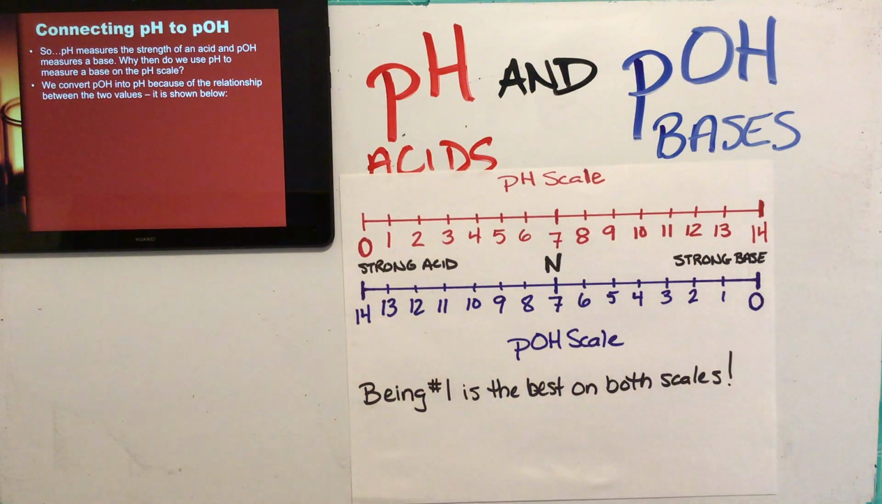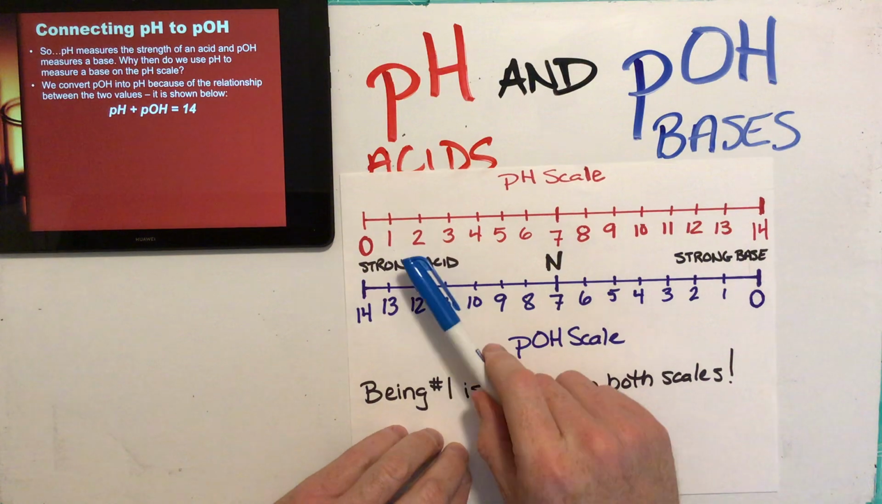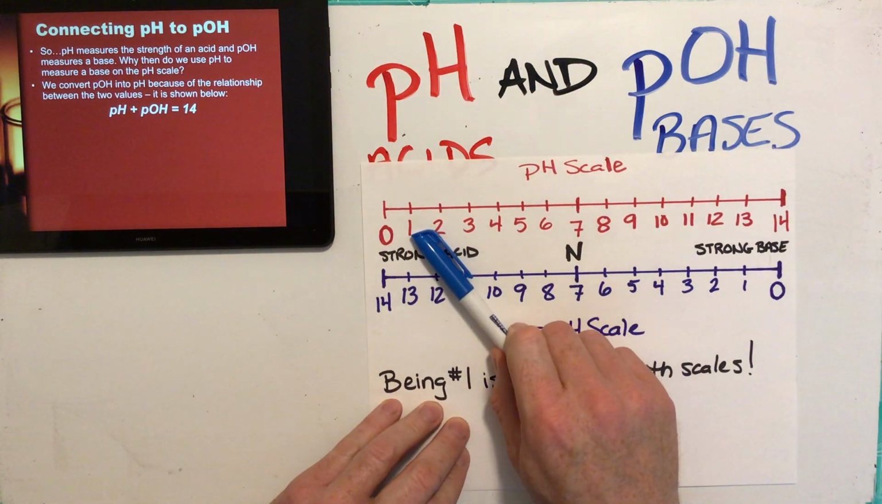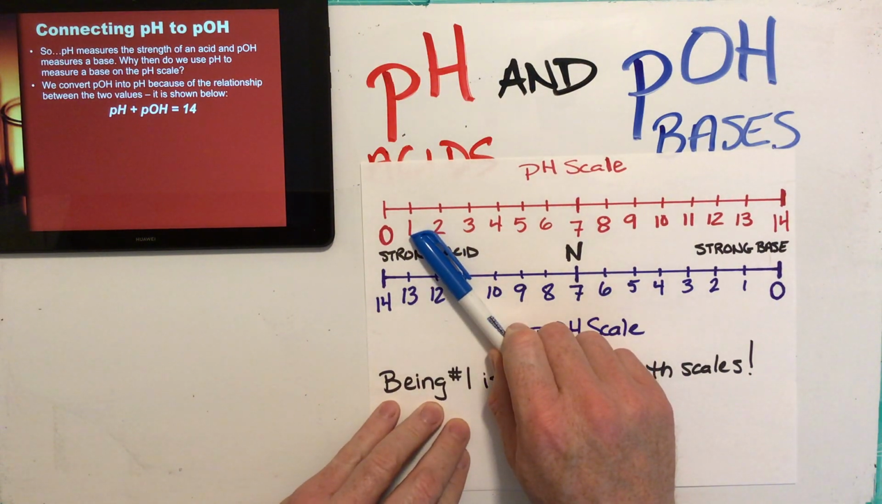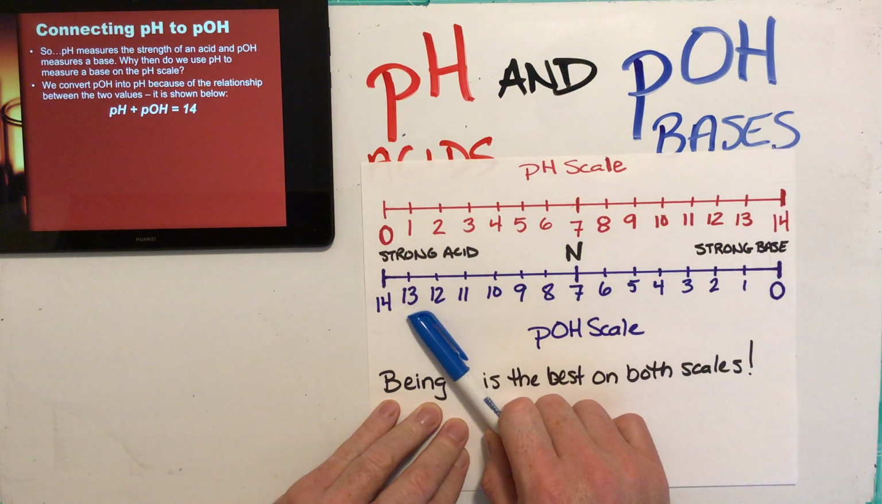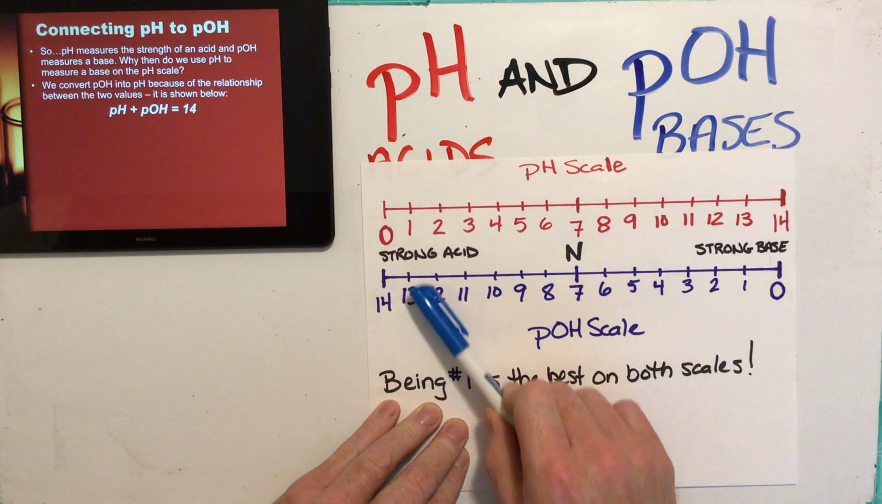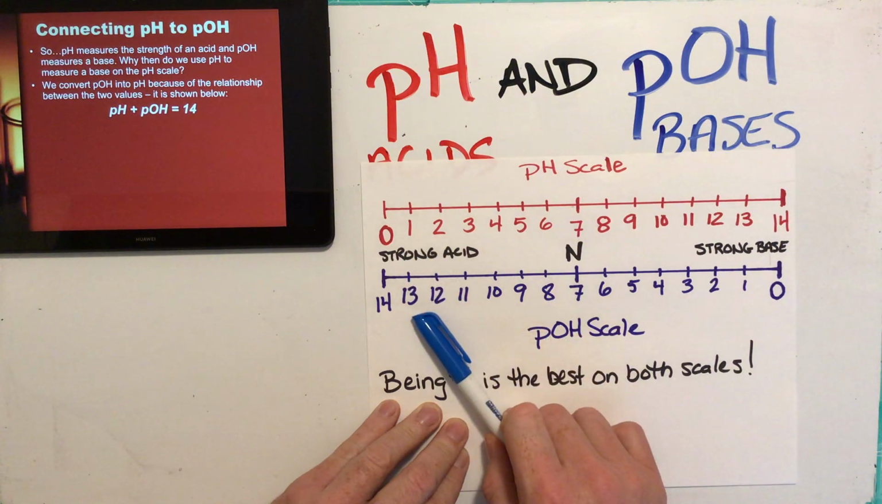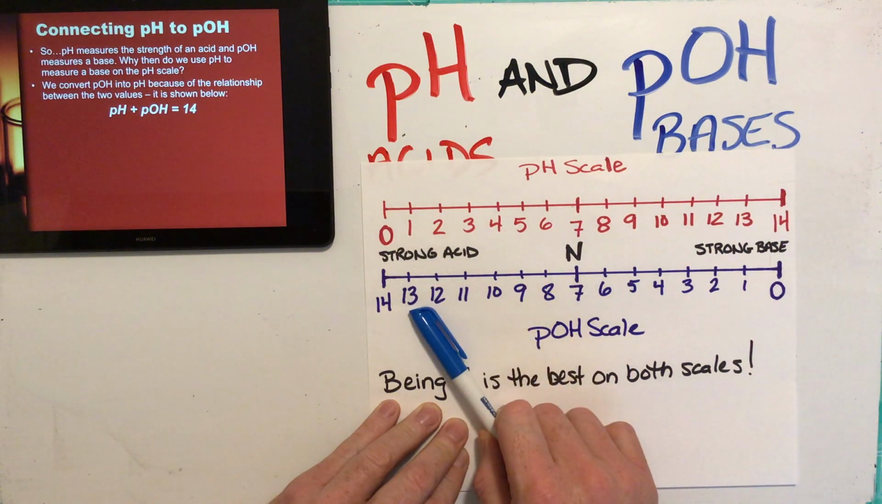And so the relationship between the two is, if we add up the values for any substance, its pH value and its pOH value, they equal 14. So look at it this way. Let's take that really strong acid again. Its pH is 1. Super strong acid. It's amazing at being an acid. It's really, really sucky at being a base. Well, that's because it's a great acid. So look, it's a 1 here. It's a 13 on here. 1 and 13 is 14 when I add them together.